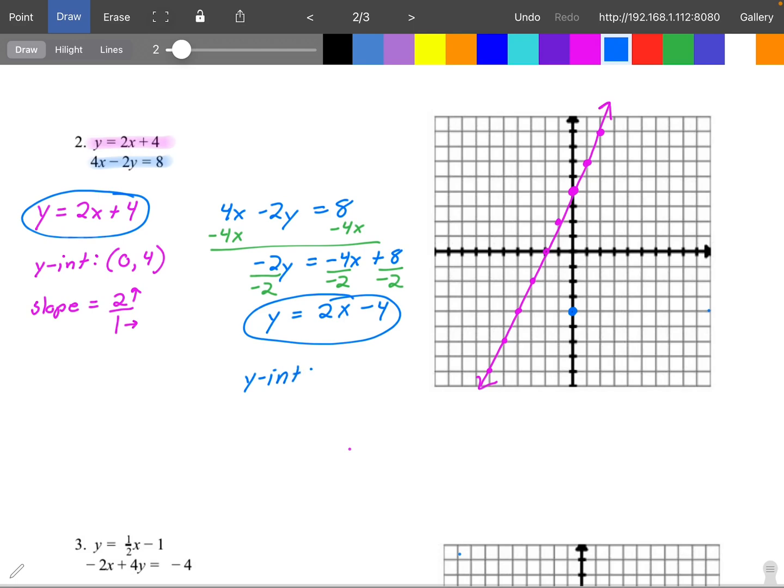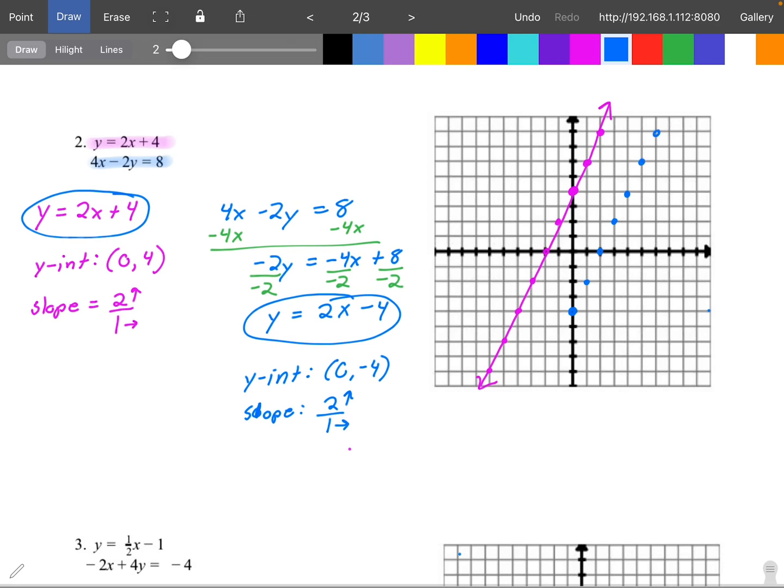So my y-intercept is (0, -4). And my slope is 2, and we put that over 1. So again, up 2, right 1. So 1, 2, 1, 2, 1. And so I do that over and over and over again.